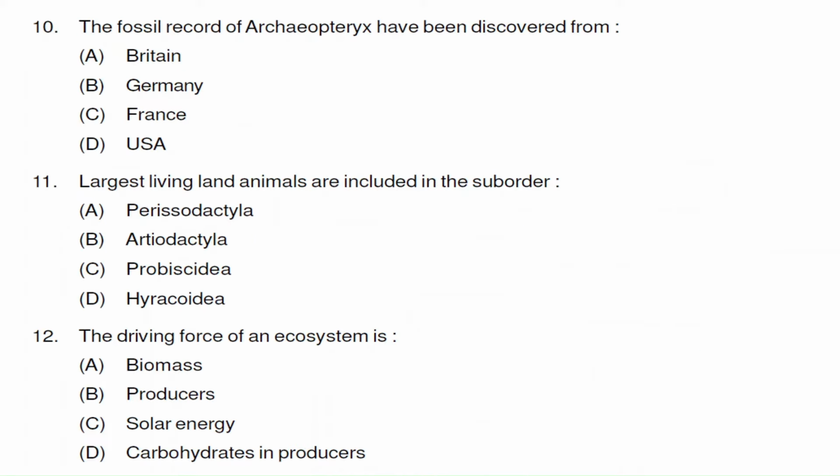Next question. Question number 10. Fossil records of Archaeopteryx have been discovered from... the answer will be Germany. It was discovered from Germany. Archaeopteryx is again a connecting link between what? Aves and reptilia.